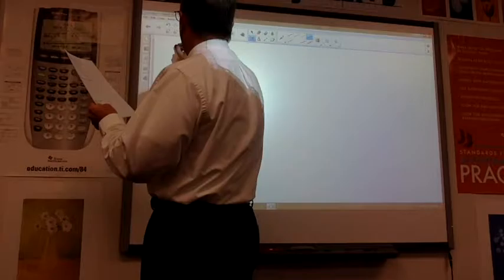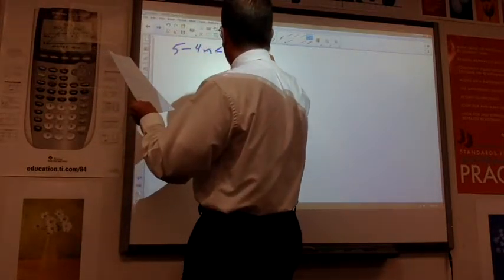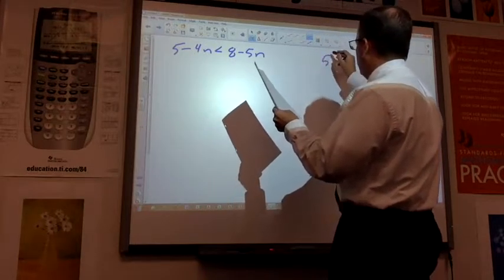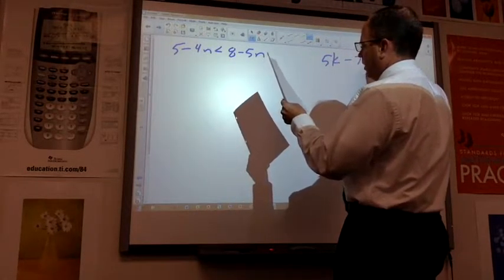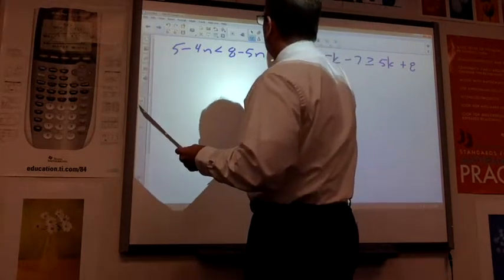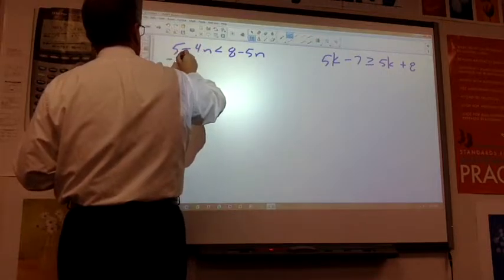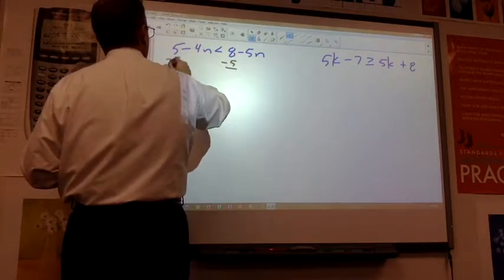So number 10, we have 5 minus 4n is less than 8 minus 5n. And then I have 5k minus 7 is greater than or equal to 5k plus 8. I don't have any like terms here, so what I'll do is maybe subtract 5 from both sides. Is that okay? This is fair.